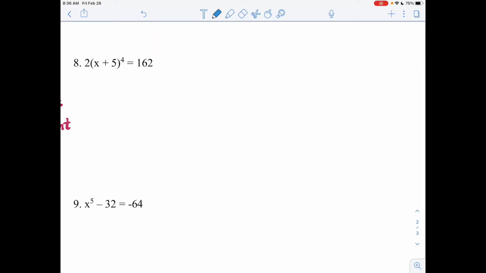Let's look at our next example. And the first thing that I want to do, just like last time, is isolate the thing that has the exponent on it. And so I need to move the 2 to the other side, and I'll do that by dividing both sides by 2. That's going to leave me with x plus 5 raised to the 4th power is equal to 81.